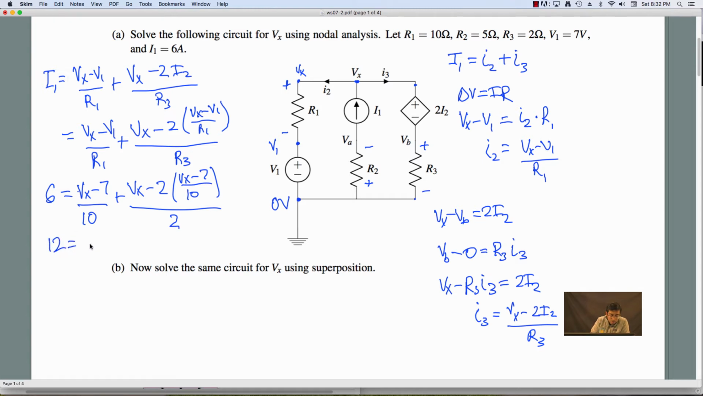Then I'm going to multiply both sides by 2. Let's just rewrite this as that. And so we see actually that we have (Vx - 7)/5 minus (Vx - 7)/5. So these two can cancel, and we get our final answer as Vx is equal to 12.